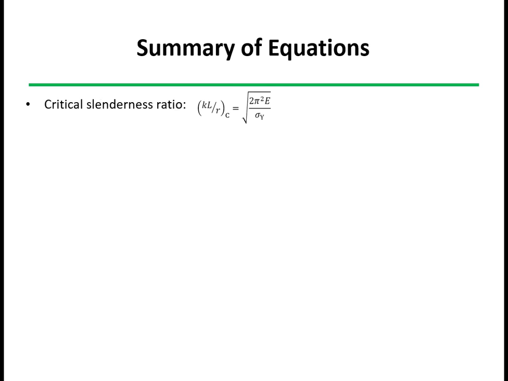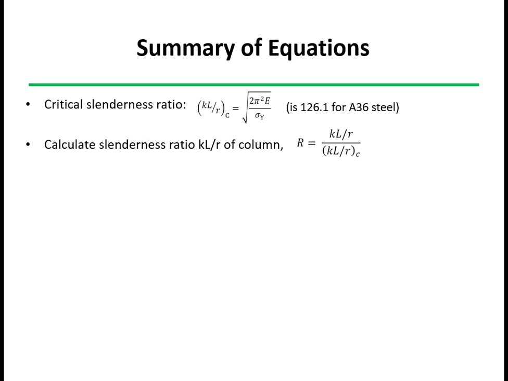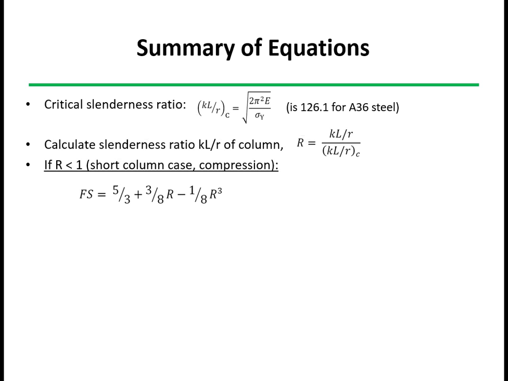First of all, the critical slenderness ratio is given by the equation here, but we only have to work that out one time. For A36 steel, it's always going to be 126.1. Then we guess at a column shape and calculate its slenderness ratio. I've used the symbol R here to be a ratio of the slenderness ratio of the column we're looking at compared to the critical value. And if that value is less than 1, then we have a short column. And in that case, we have to calculate the factor of safety. And there's our equation for that.